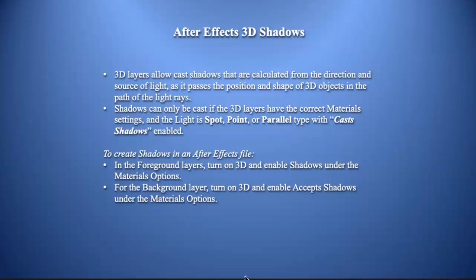And also, as we found out, Jonathan and I, if you have everything on the same Z space, it's not going to cast shadows. It has to be separated from the object that it's supposed to cast shadows on. So you won't have any shadows if everything's on the same Z space. So to create shadows in an After Effects file, in the foreground layers, turn on 3D, enable cast shadows under the materials options, and in the background layer, turn on 3D and enable accept shadows under the materials options. Also make sure that your lights are casting shadows.